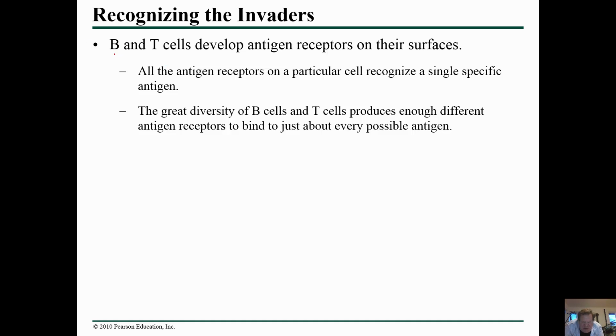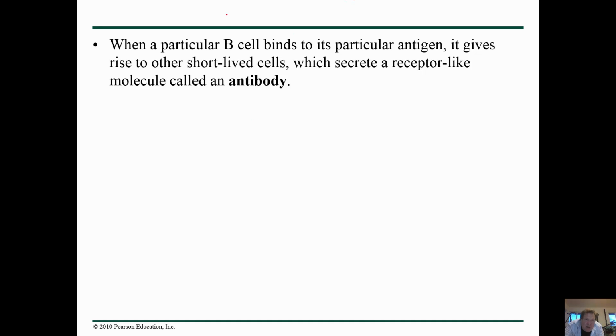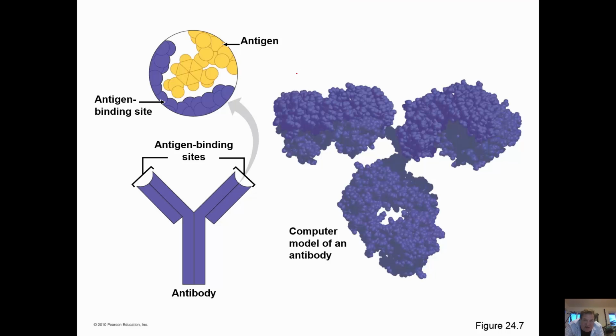So how do these cells recognize that? Basically the B and the T cells develop these antigen receptors on their surface, and each cell recognizes a single specific antigen. The great diversity of B cells and T cells produces enough different antigen receptors to bind about every single possible molecule that's out there. So when a particular B cell binds to a particular antigen, it gives rise to short-lived cells which secrete a receptor-like molecule that's called an antibody. And this is the antibody right here.